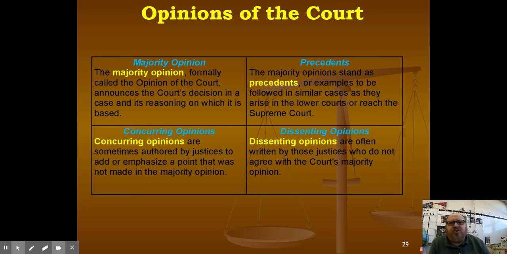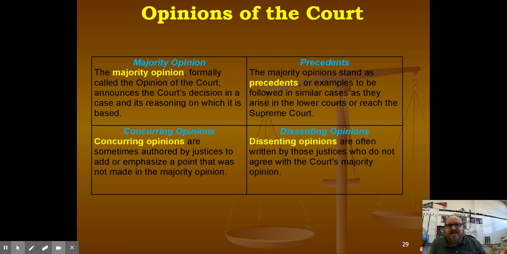Okay, so the opinions of the courts. You have the majority opinion. That's obvious. The majority of the justices voted one way. That's the majority opinion. So formally called the opinion of the court. It announces the court's decision in a case and explains the reasoning in which it's based. So it gives all the precedent and the background and all that kind of stuff. It's usually a very long written out document.